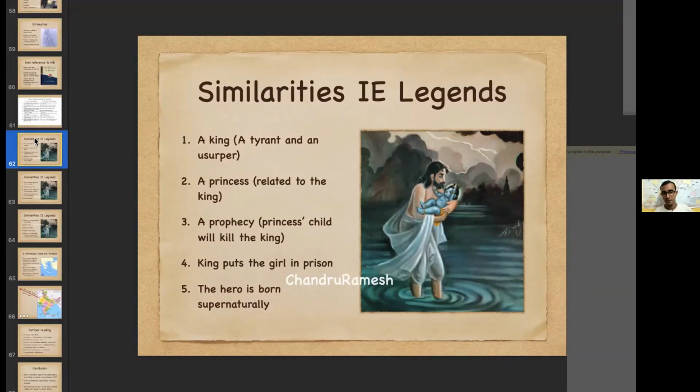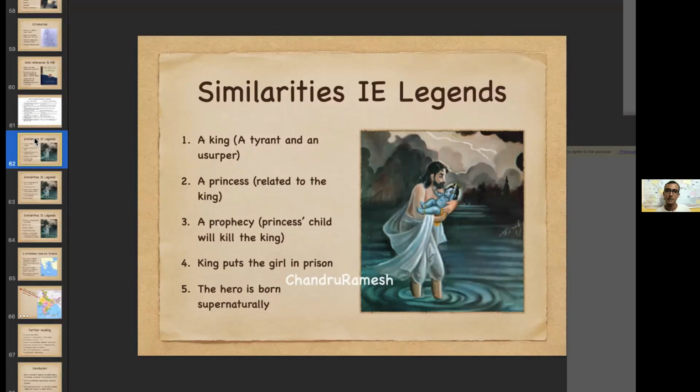Third similarity is that there is a prophecy. Either a sage will come and say, or an astrologer will predict, or a voice from the sky will say, "Oh king, you foolish king, this princess will give birth to a son who will kill you." In the case of Krishna, Krishna was the son of Devaki, who is the sister of Kamsa. So this is the prophecy. So what the king does, Kamsa does in the fourth similarity, he puts the girl in prison. So Kamsa put the girl in prison.